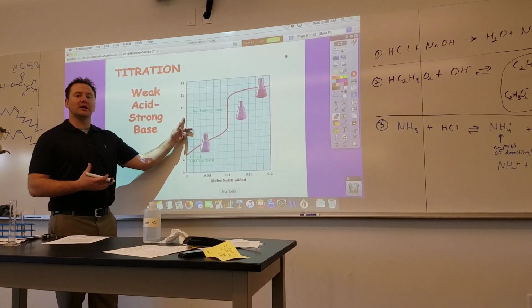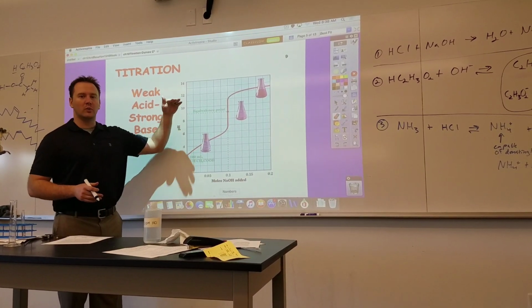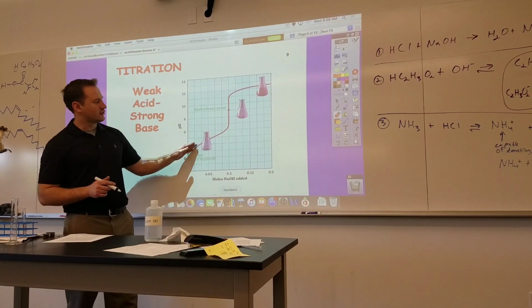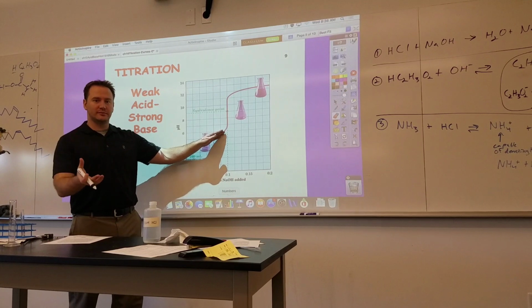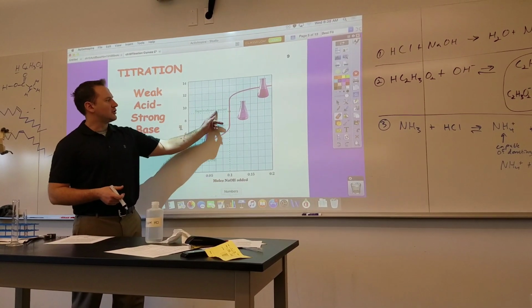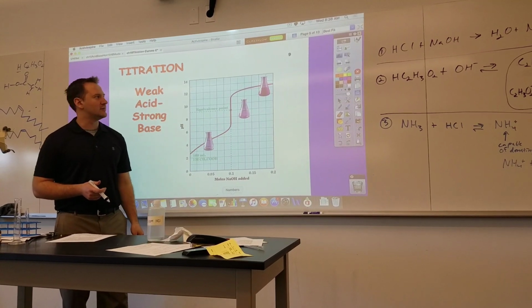And depending on how weak the acid is, that'll determine where it actually falls in that range. But you can see the two differences. The slope is quite a bit more because the conjugate base is going to actually produce hydroxide ions and increase your pH. And your equivalence point is going to be north of 7.